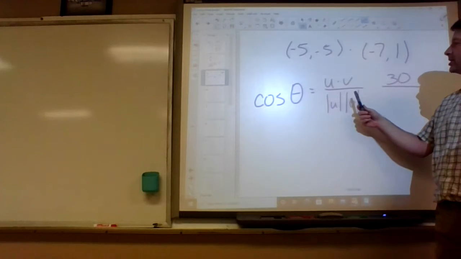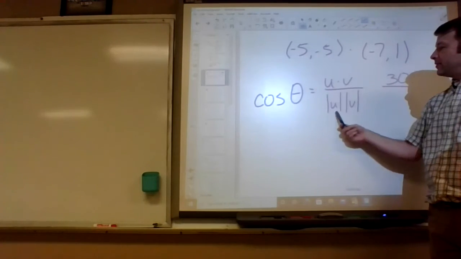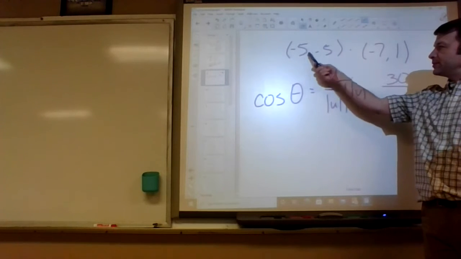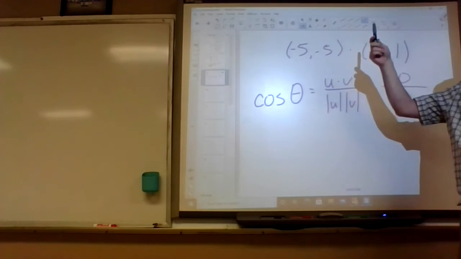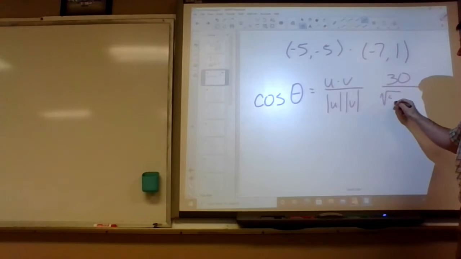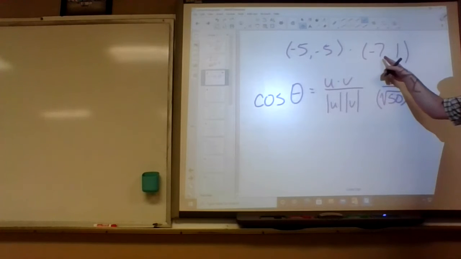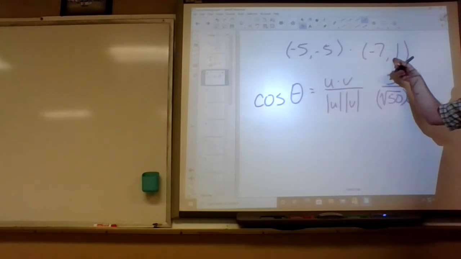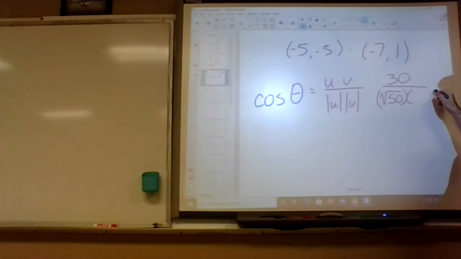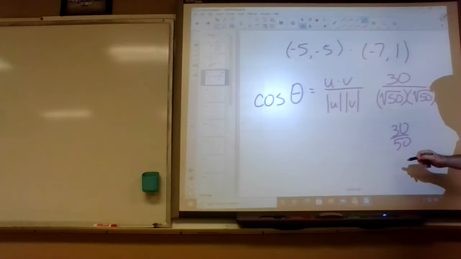And then on the bottom, it'd be 5 squared plus 5 squared for the magnitude of u. 25 plus 25 is 50, so it'd be square root of 50 right here. So that'd be 30. And this one would be 49 plus 1, what a coincidence, square root of 50. So the bottom is 50, so it's 30 over 50, what's that reduced to?